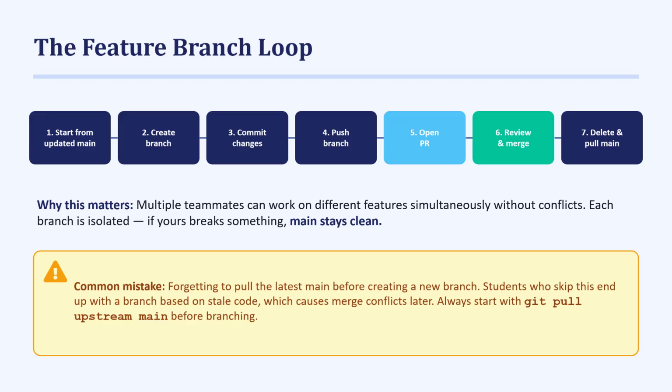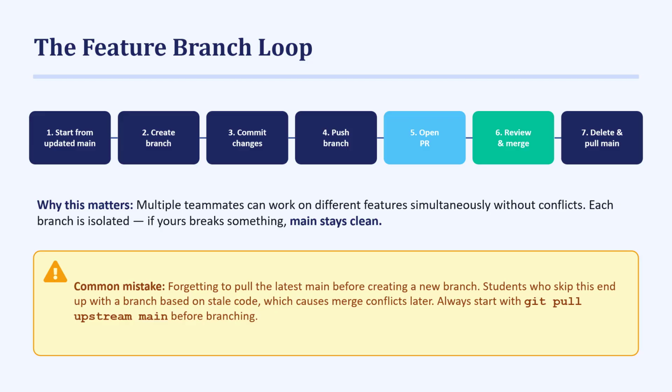So really, why does this matter? We want multiple people to be able to work on different features simultaneously without stepping on each other. And if your feature breaks something, then that's isolated. The main is going to stay clean and working. That pull request step is where code review happens. So every change should get a second pair of eyes before it reaches main.